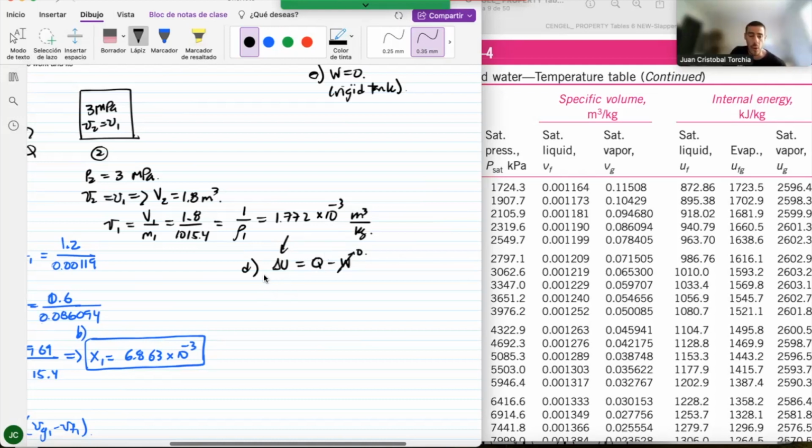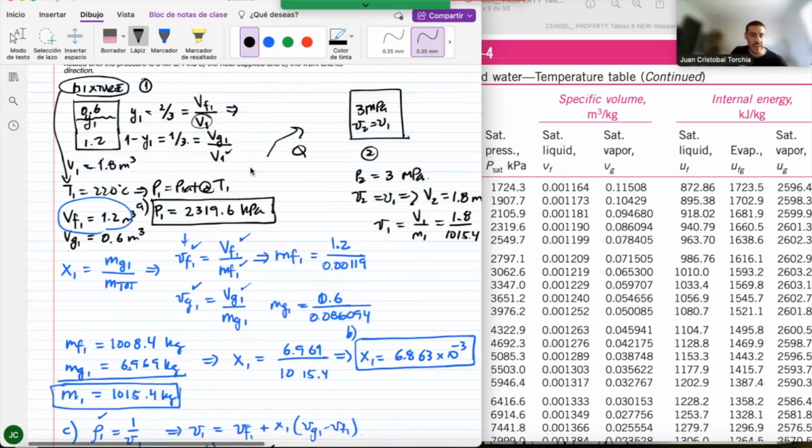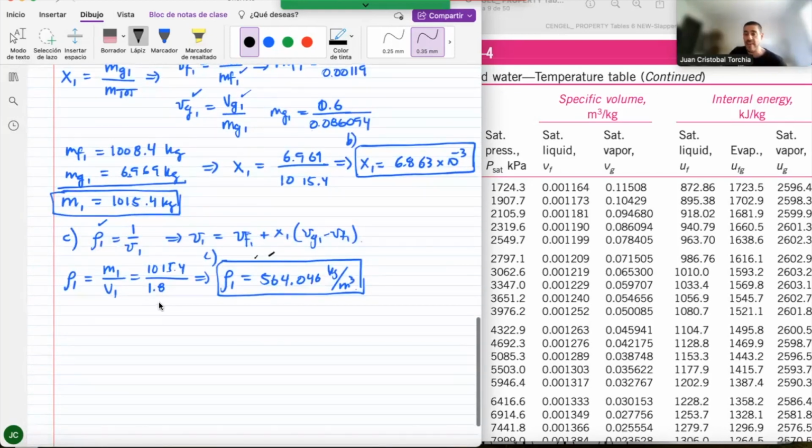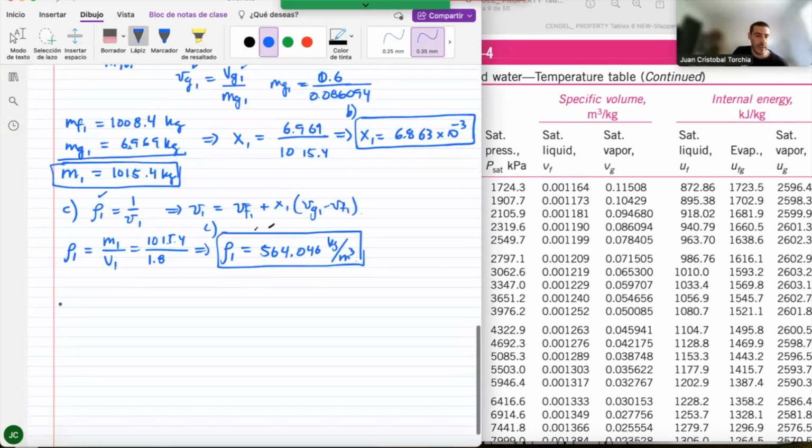Oh, okay, so the only way to calculate this Q is to do M, the total mass, which won't change, times U2 minus U1 that comes from tables. Okay, so let's just put Q. I see that at 1, I never calculated U1, but now you can do it. So let's just start doing it. U1 equals UF1, because it's a mixture, plus X1 multiplied by UG1 minus UF1.